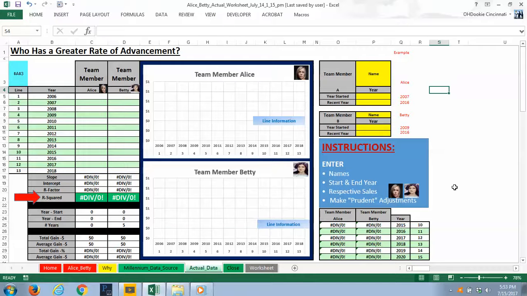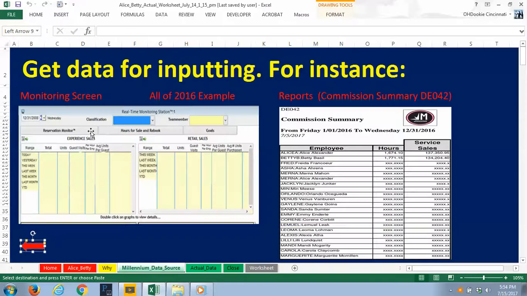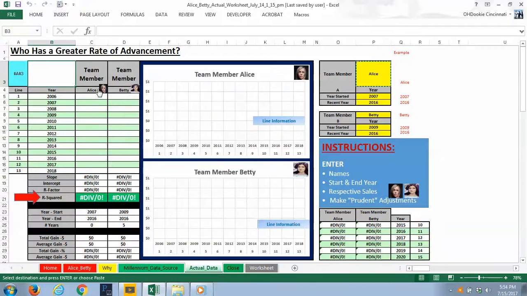What we're going to do is to take this data for each one of them and instantly load it into this spreadsheet and see what the data is telling us. So the first thing that we're going to do is Alice started with us in 2007 and then Betty started in 2009. Now we'll take the downloaded information, again coming off of systems information such as the monitoring screen or reports, and then populate each column for the respective sales team member.